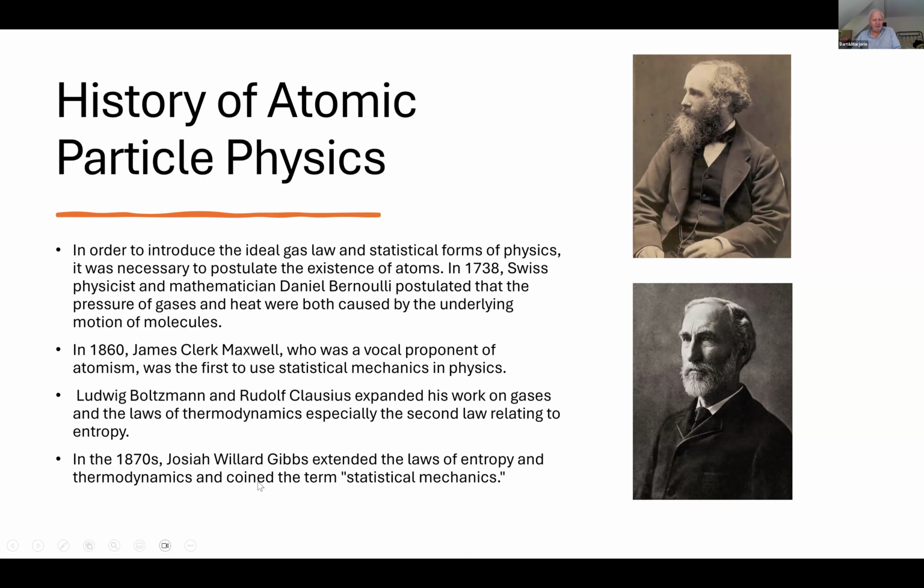Then in the 1870s at Yale, Josiah Willard Gibbs extended the laws of entropy and thermodynamics, and he actually coined the term statistical mechanics. Most of his work was ignored, although it was incredibly fundamental. In the 1900s, Einstein wrote a paper on statistical mechanics, not knowing that Gibbs had done work. He went back and looked at what Gibbs did, and he said he would have never written up and published what he had if he'd known about what Gibbs had done, which gives you some idea of what Gibbs was capable of doing.